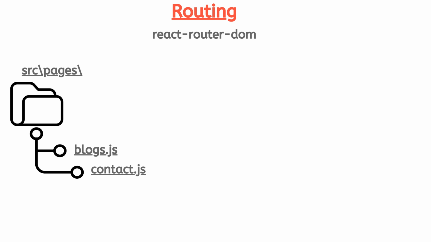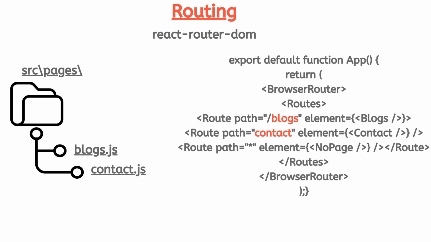To route to these two pages, blocks and contact, all we need to do is go to the app component. Within the app component, we need to set the browser router. Within that we set the routes, and each route has a path, which is the file name without the .js extension. You can even set a no page route if there is no matching path. That's how the routing works in React.js.